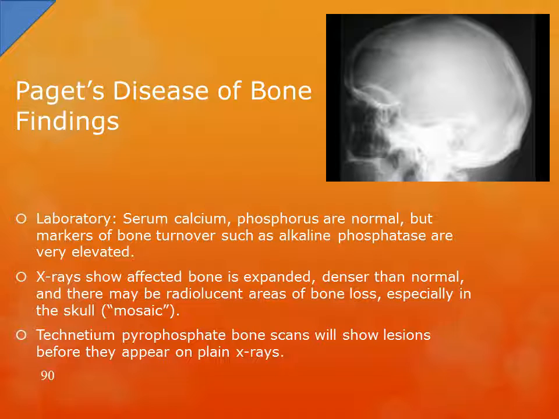So some of the findings in lab, you might see a normal calcium and phosphorus, but the bone turnover markers like alk-phos and urine NTX will be significantly elevated. The X-rays will show that the affected bone is expanded and denser than normal, and there may also be radiolucent areas of bone loss interspersed, especially in the skull, so you'll see this mosaic effect. And if you look in the frontal area, the bone is less dense. In the occipital area, the bone is super dense.